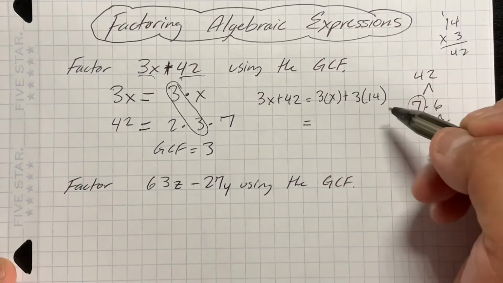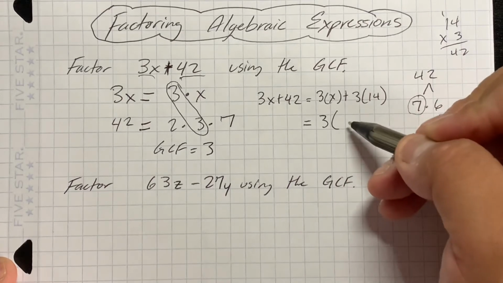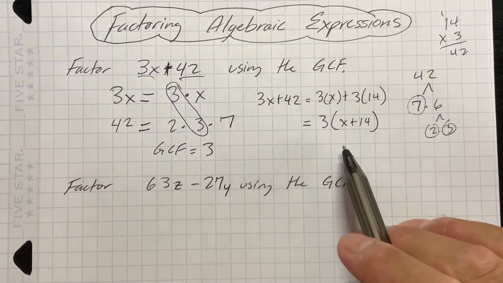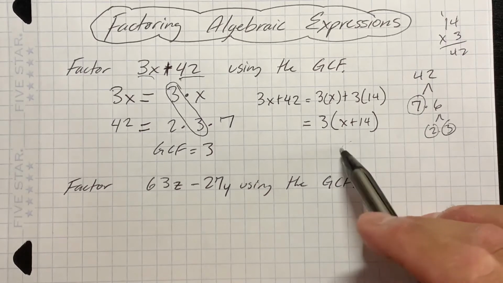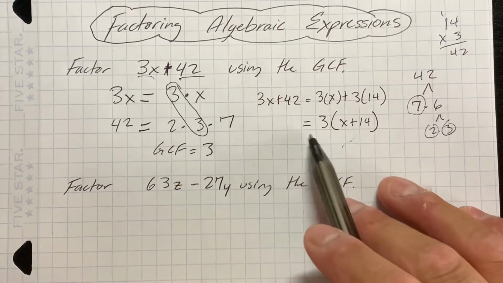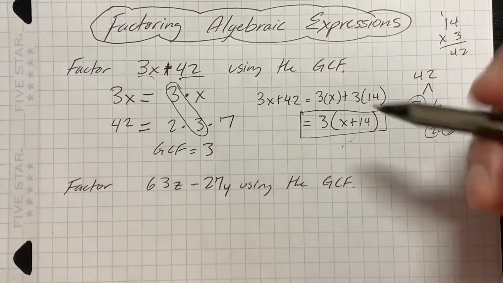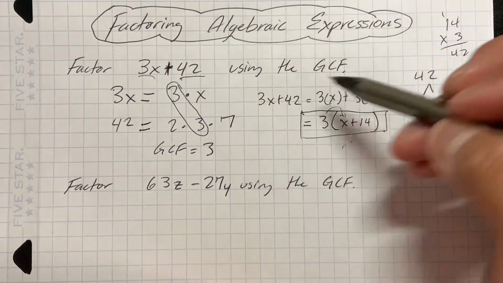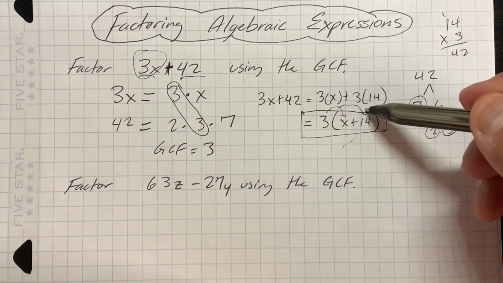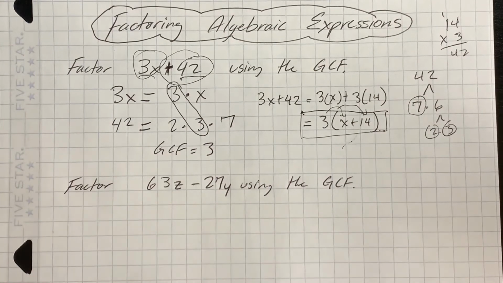Again, let's go ahead and rewrite this. Your greatest common factor is 3, so we're going to do x plus 14. So there you go, my friends. You wrote the greatest common factor from this algebraic expression and factored the expression. If you multiply 3 times x, you're going to get 3x. If you multiply 3 times positive 14, you're going to get positive 42. So that makes that statement true.